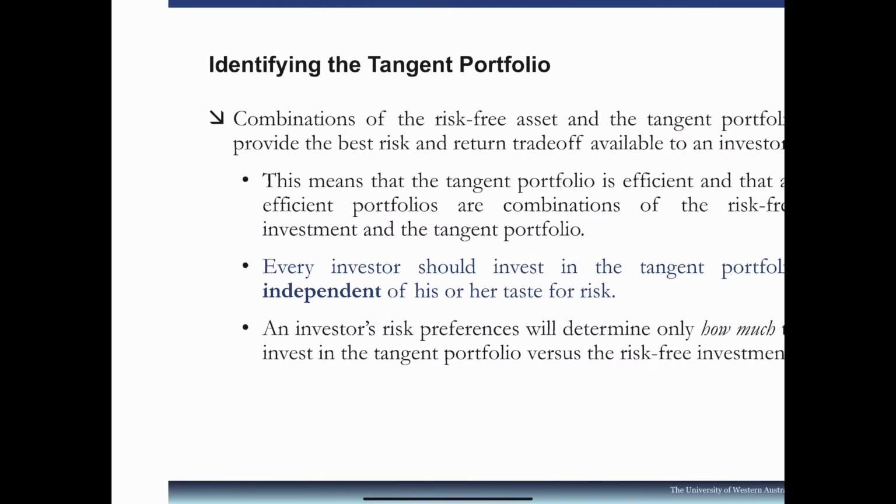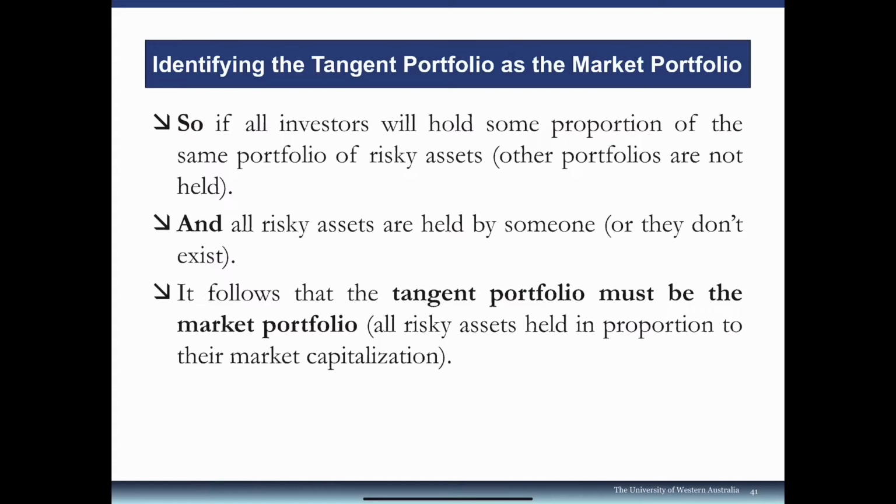So if all investors hold the same proportion of the same portfolio of risky assets, then all risky assets are held by someone, or they don't exist, right? They're going to be held by someone. It follows that, and this is a very important deduction, the tangent portfolio must be the market portfolio. All risky assets are held in proportion to their market capitalization.